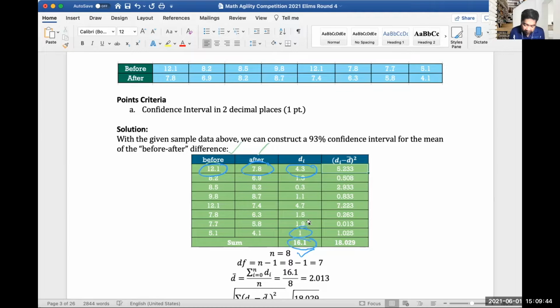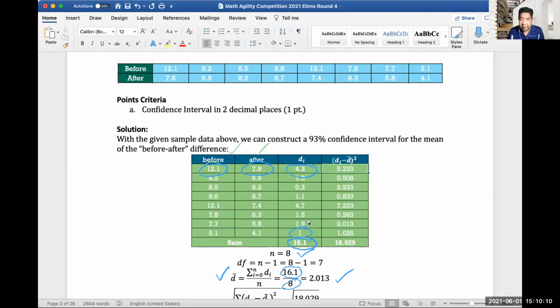If you see the third line after the table, d bar would be the summation of di from 1 to n, divided by n. It means we divide the sum of the di, which is 16.1, over the number of samples, 8, and we get 2.013.